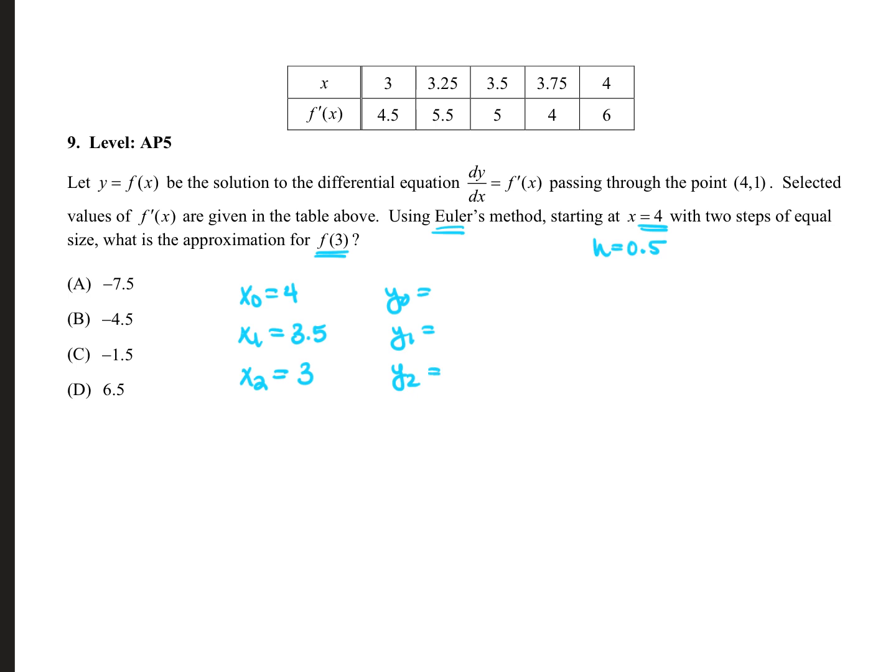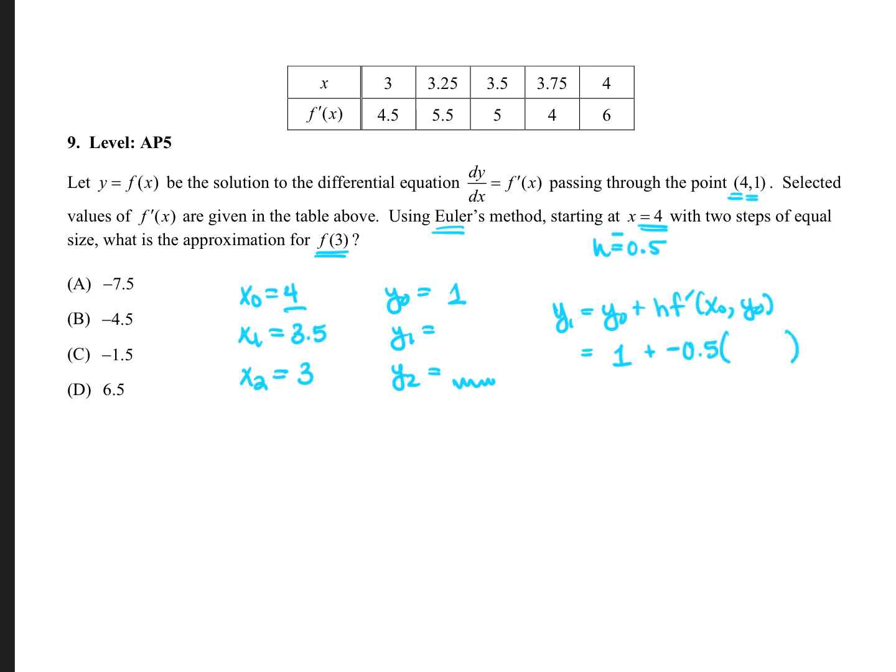So y of 0, so when x is equal to 4, y is equal to 1. So what we really want is the answer right there. So y1 is equal to y0 plus h f prime at x0, y0. So y0 is 1. Our step size is negative because it's going backwards.